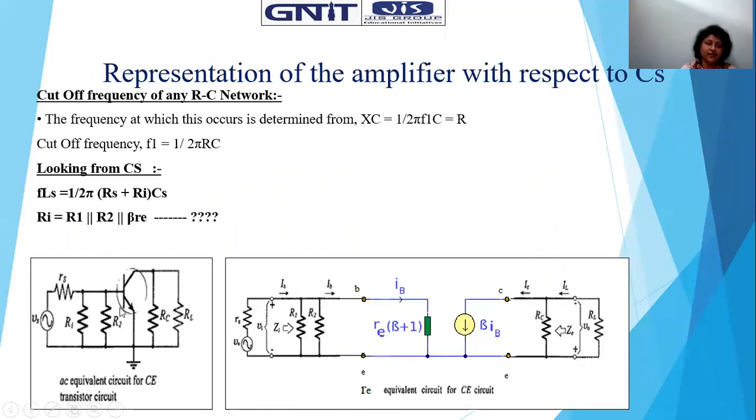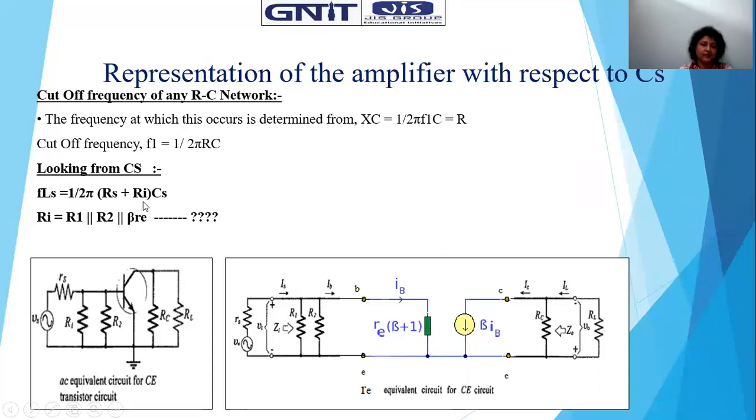Now see what the equivalent R network is. That will come from the AC equivalent circuit. The frequency at which X equals R will be the characteristic frequency, and that frequency is F1 equals 1 by 2 pi RC. Looking from CS, what we get is FLS equals 1 by 2 pi (RS plus RI) into CS.